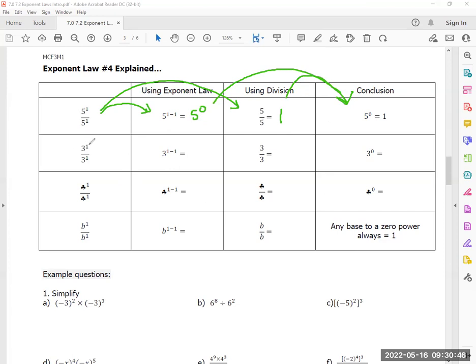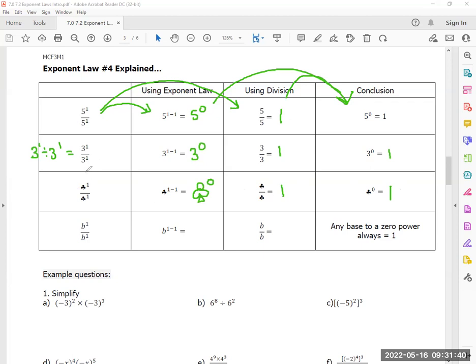We'll try it again. 3 to the power of 1 divided by 3 to the power of 1. It's a power divided by a power, so the exponents will subtract. This is 3 to the power of 0. But if you use normal arithmetic, 3 divided by itself is equal to 1. Therefore, it makes sense to say that 3 to the power of 0 equals 1. And if that's the case, I could do anything I want, right? Clover to the power of 1 divided by clover to the power of 1 is the same as clover to the power of 0. But anything divided by itself is equal to 1. So a clover to the power of 0 is equal to 1.